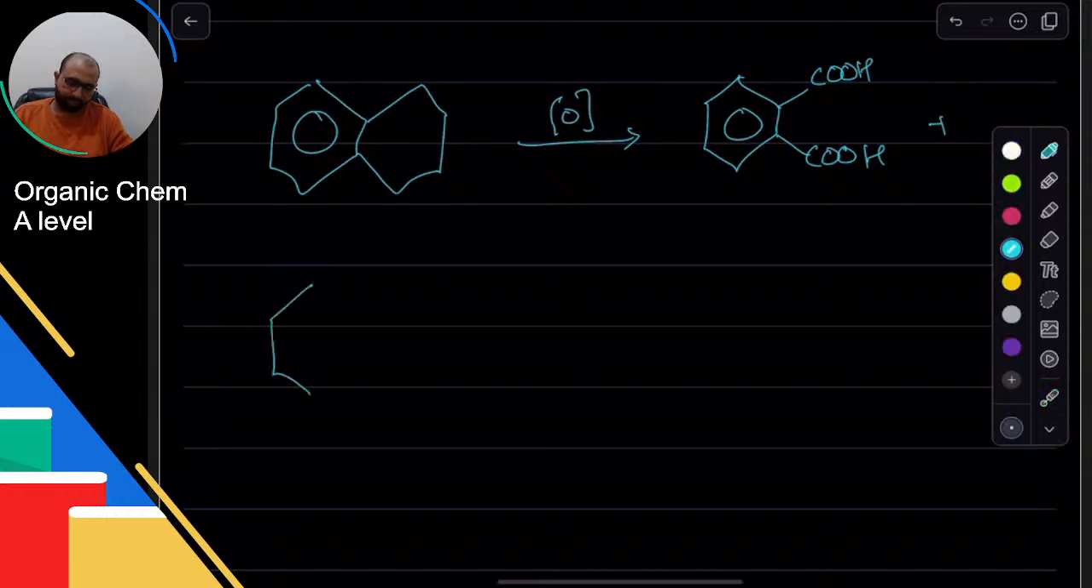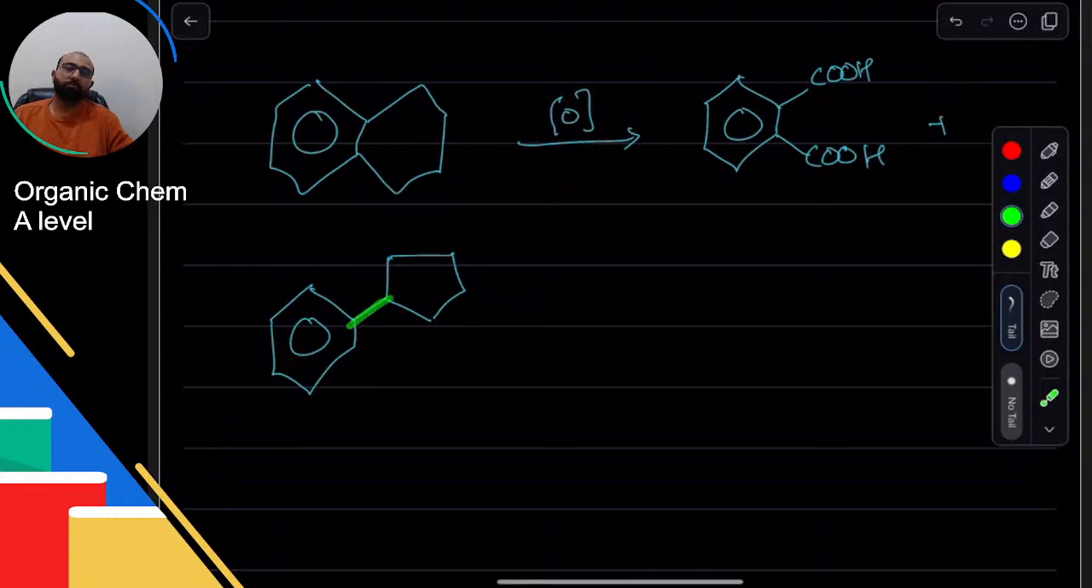Okay, what if I have this? This carbon is going to oxidize. Everything else is going to go. This is going to break, this is going to break, it's going to oxidize itself. That's it. Okay, so that is how this will react.